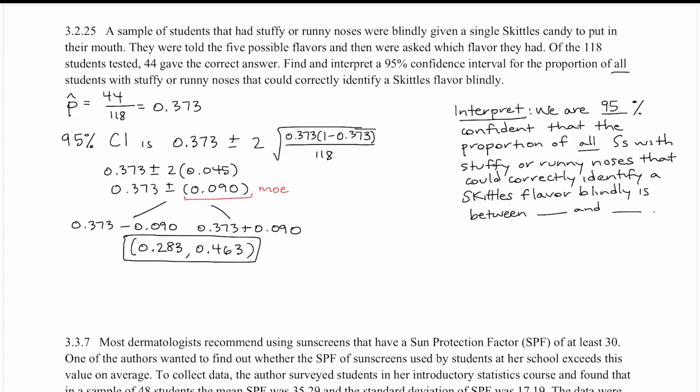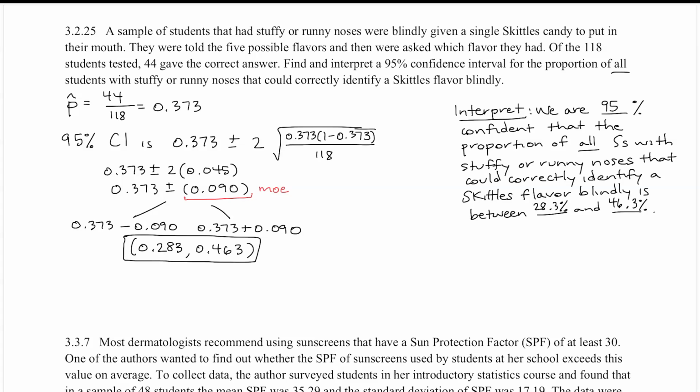And I pre-made the sentence for the interpretation. We could just fill in the pieces. So we are 95% confident because that was our confidence level. That again, we're describing the parameter, the proportion of all students with stuffy or runny noses that could correctly identify a Skittles flavor blindly, is between 28.3% and 46.3%.